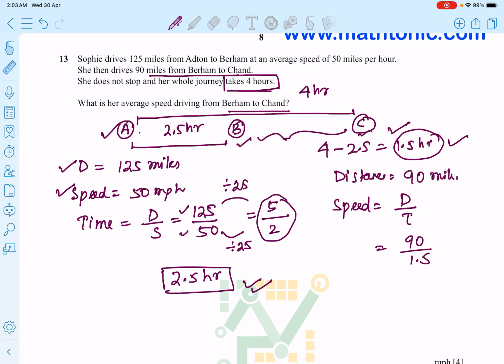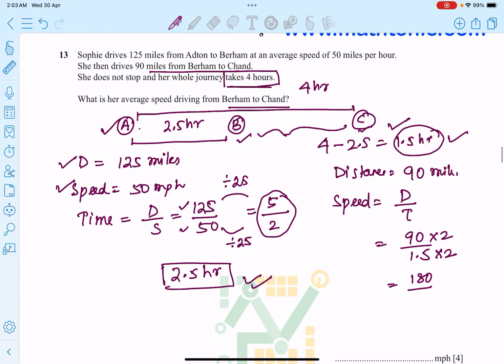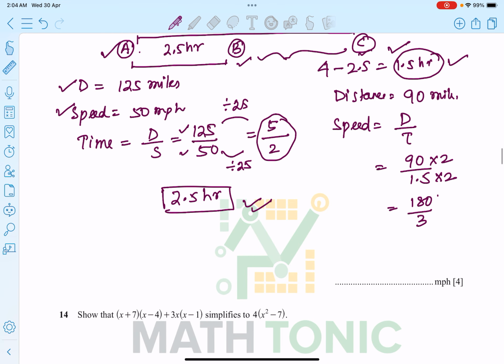How to do this? To make it a whole number, multiply by 2. 90 times 2 will be 180, and 1.5 times 2 becomes 3. So 180 over 3 equals 60 miles per hour. So this answer should be 60. Did you get it, everyone?